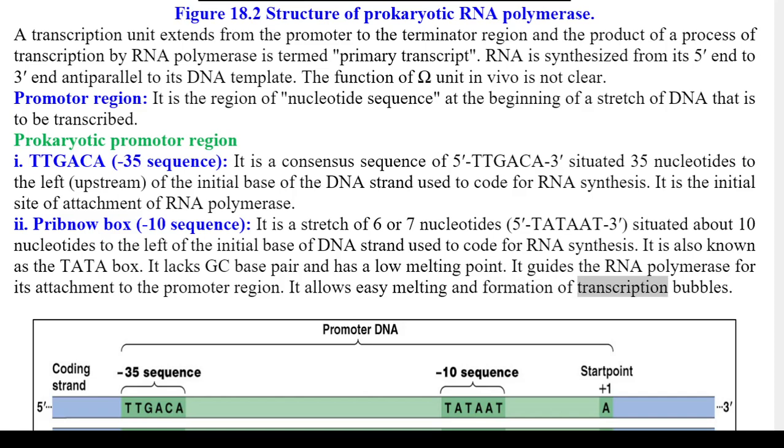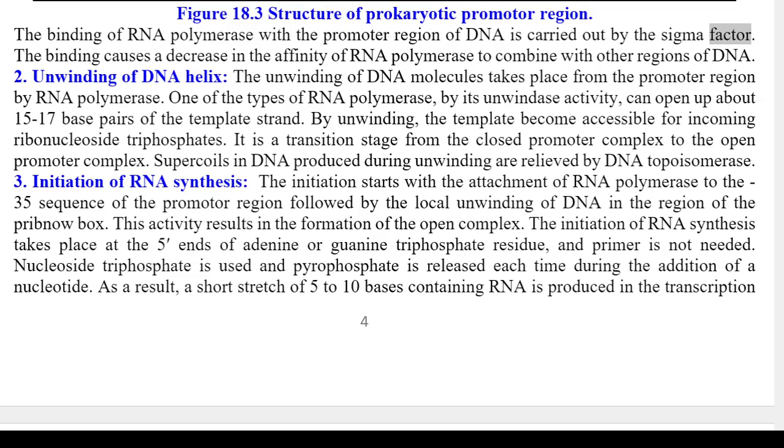Figure 18.3 Structure of prokaryotic promoter region. The binding of RNA polymerase with the promoter region of DNA is carried out by the sigma factor. The binding causes a decrease in the affinity of RNA polymerase to combine with other regions of DNA.